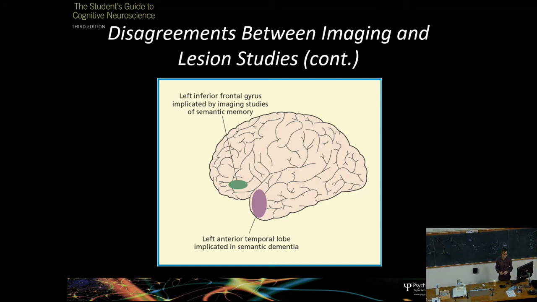We'll talk about semantic dementia in detail in another lecture. But basically, that's what's going on here. Any questions about the patient?